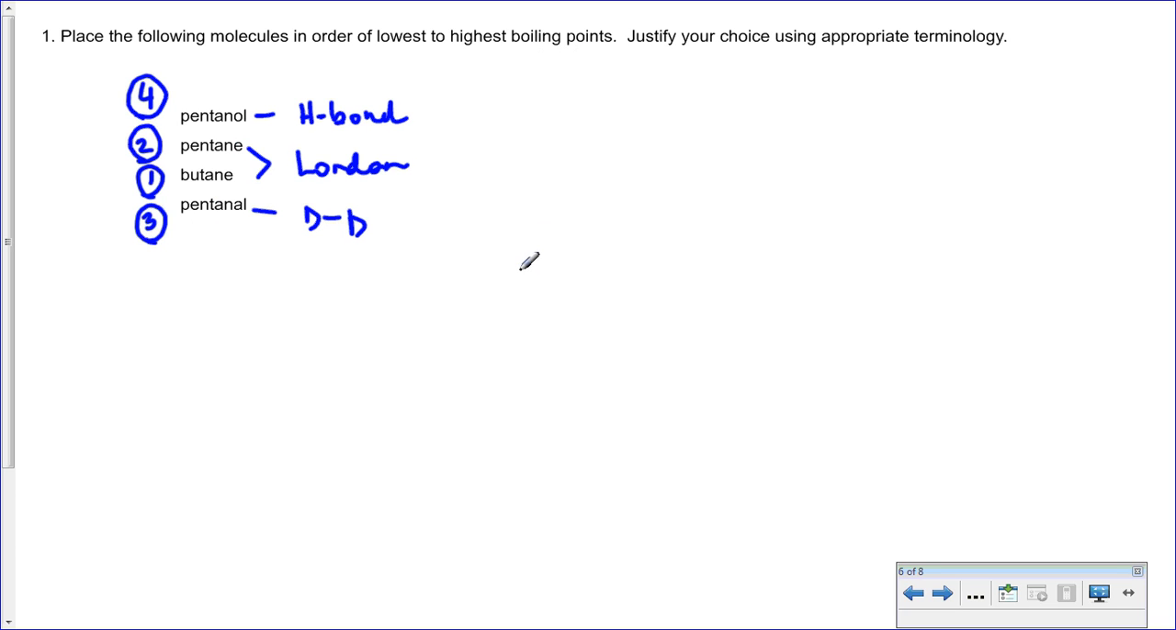Now, I'm not going to write out the explanation. I've said it verbally, but it's very clear here that you need to justify your choice using proper terminology. So you need to explain why you've put these in order using proper explanations of the different types of intermolecular forces and their strengths.